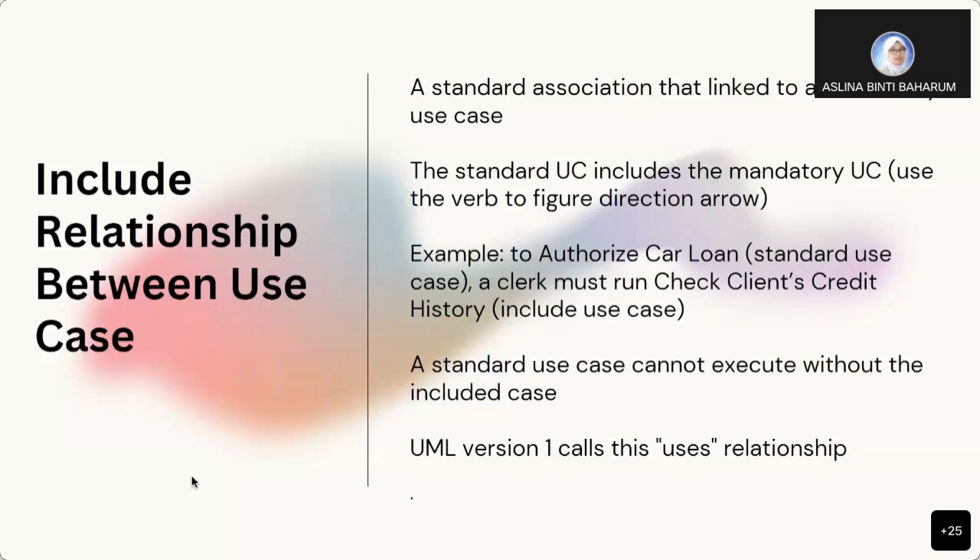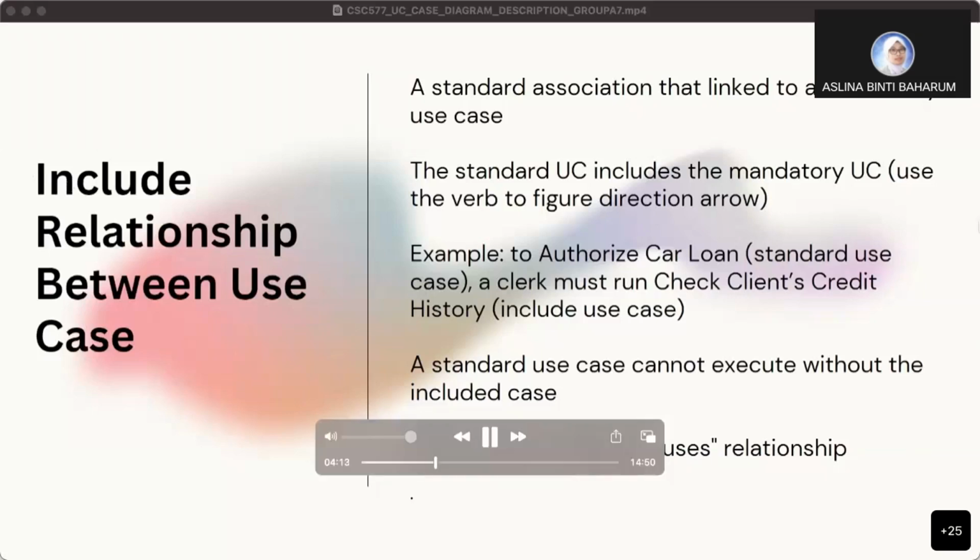However, there are a few things to consider when using the include relationship. First, the base use case is incomplete without the included use case. And the next one is the included use case is mandatory and not optional. So now let's take a look at the example for include relationship. For example, include relationship is used to authorize a car loan. So a club must run check client's credit history.